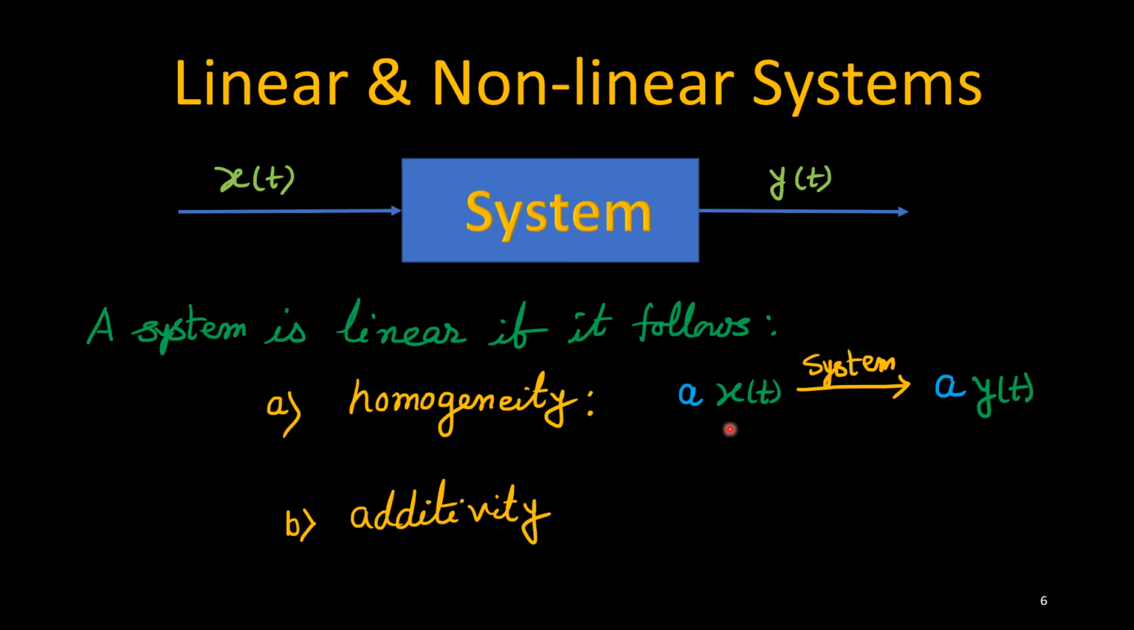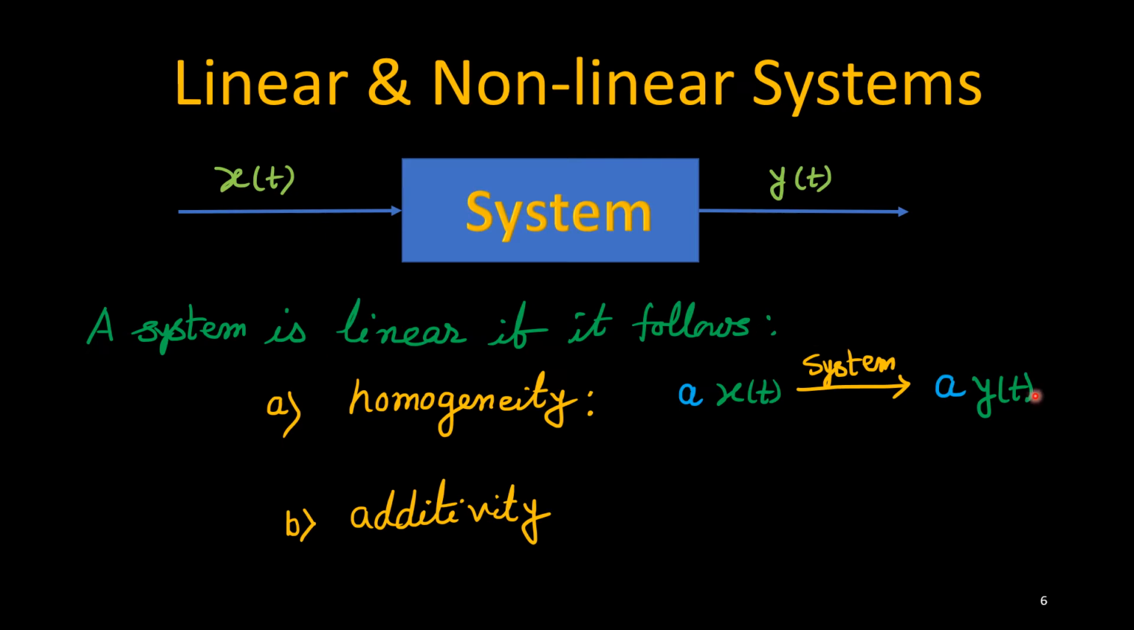Its meaning is that if the input signal is amplified by a certain factor, suppose it is amplified by 2, then the output signal should also be amplified by the same factor 2. Okay, then only it is linear. When you see for a nonlinear system, this is not true.